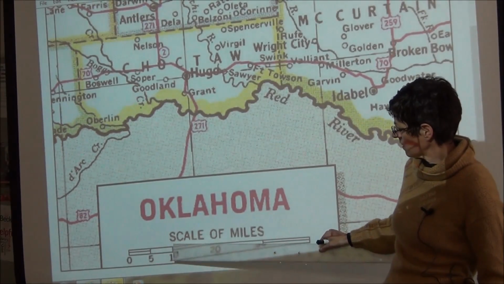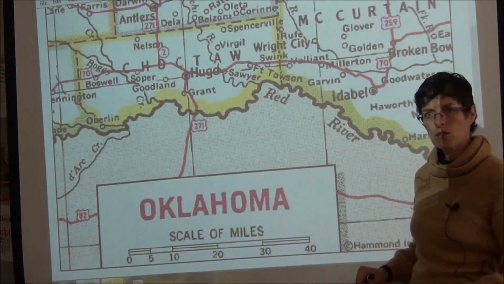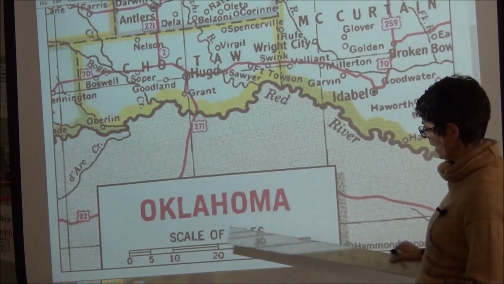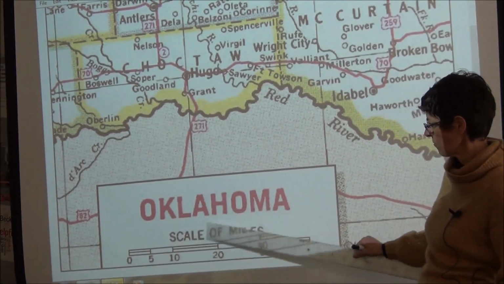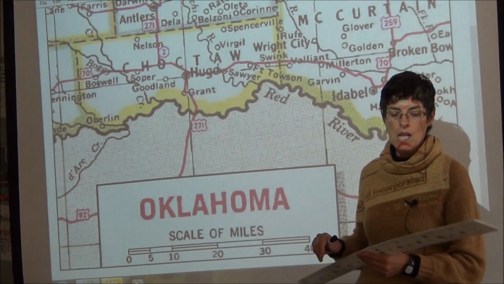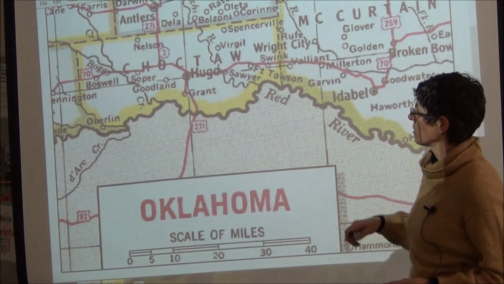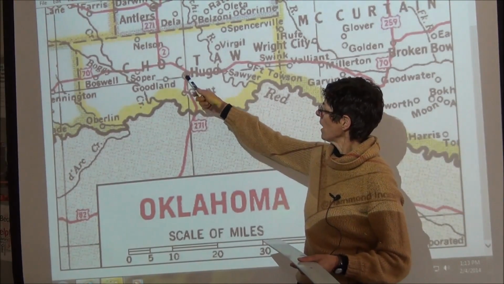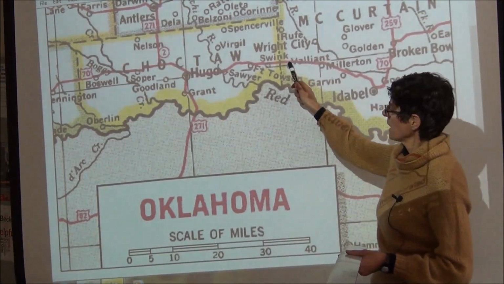So here I'm going to use this scale in miles, but the scale goes from 0 to 40 miles, and notice that the left hand side of the scale is a little more detailed than the rest of the scale. We have a mark here for 5, whereas we don't have 15, 25 and so on. So I'm going to use this scale to find the distance as the crow flies between Hugo and Valiant.